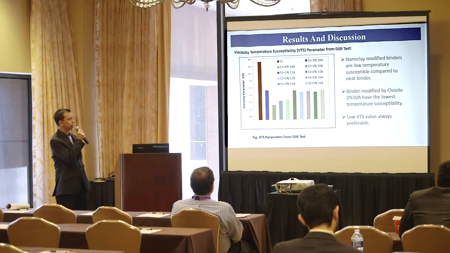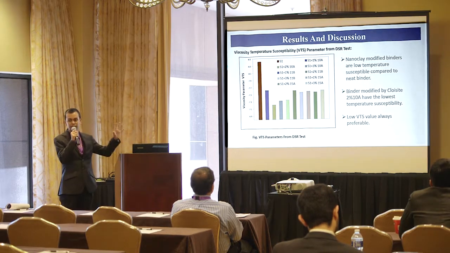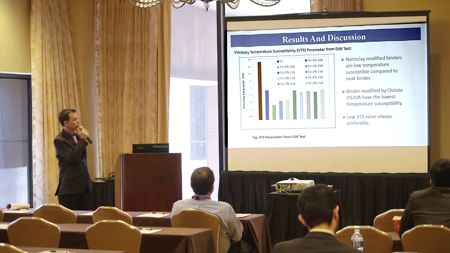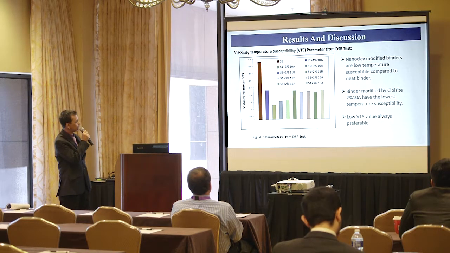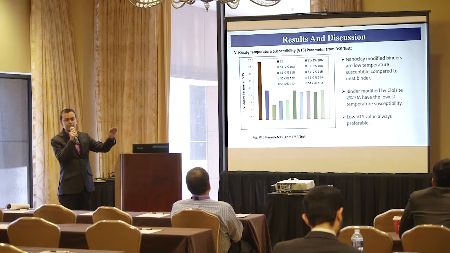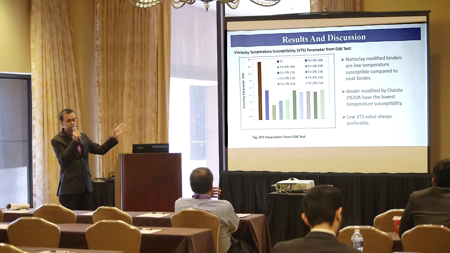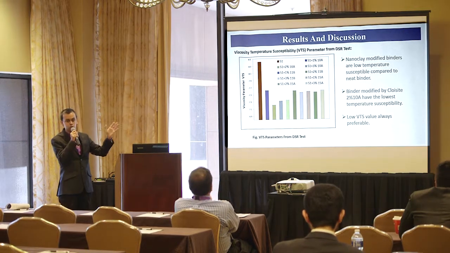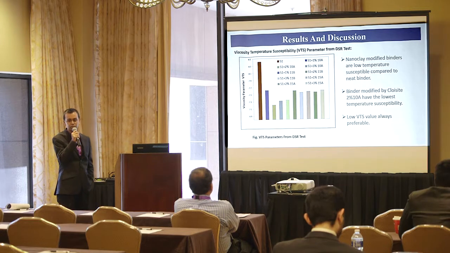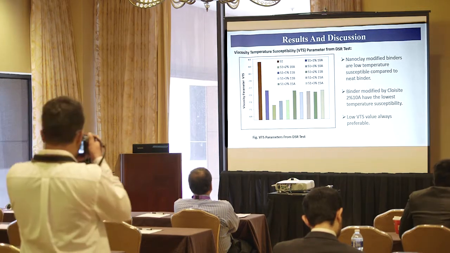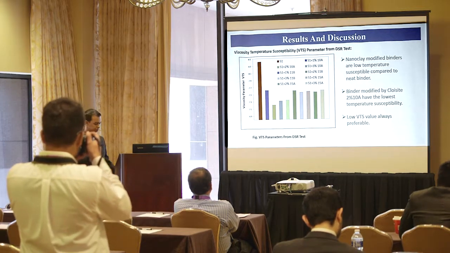This is the viscosity temperature susceptibility. We used DSR data, that is the G star value, to calculate the VTS value. The first bar is the neat binder, and the others are the nanoclay modified binders. We also saw that when we mix nanoclay with the asphalt binder, the temperature susceptibility is reduced. But in the neat binder, the temperature susceptibility is higher. So when we mix nanoclay with the asphalt binder, the temperature susceptibility reduced. That is a good result.